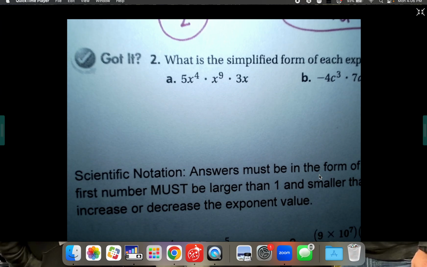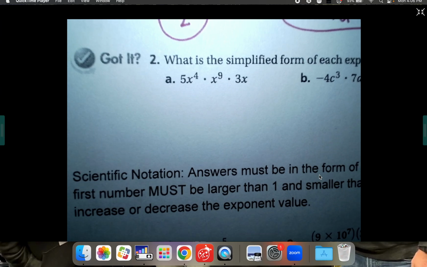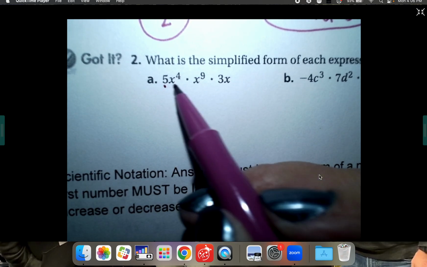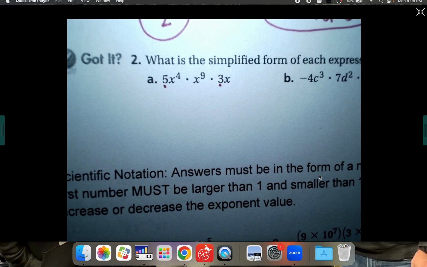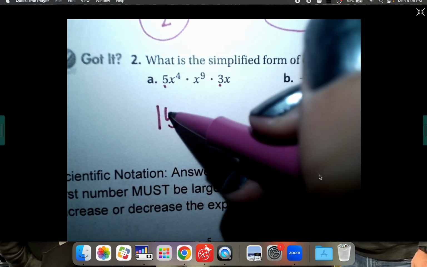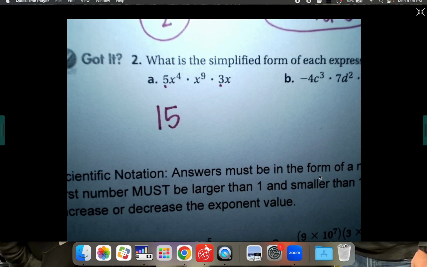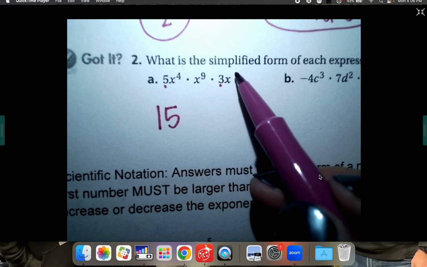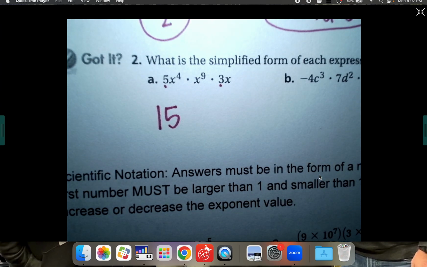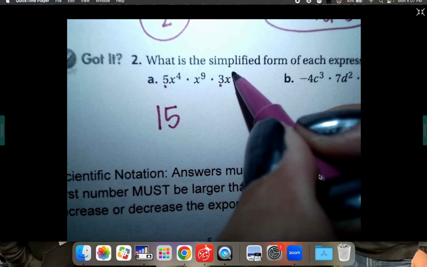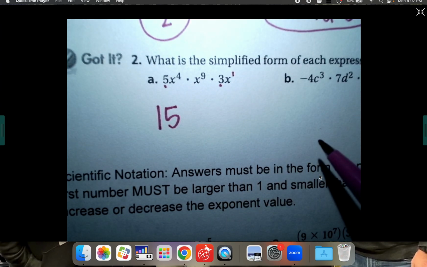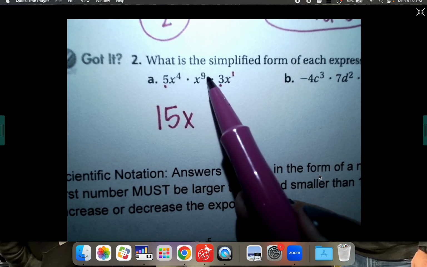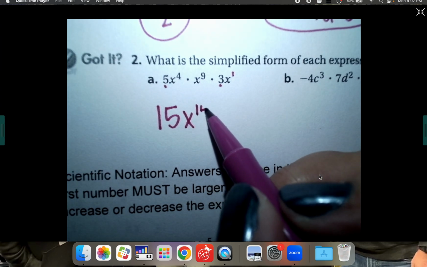Okay, if you're ready to go over it with me, let's try. We are going to just ignore the x's to begin with and look at only the coefficients. We've got a 5 and a 3. 5 times 3 is 15. Now we'll look at the x's. Since they are the same base, we can add their exponents. And remember, if there's nothing, it wouldn't be there at all if it was 0. So since it's there, we know it's there with a hidden invisible 1. So we are going to do x to the power of 4 plus 9 plus 1, which is 14.